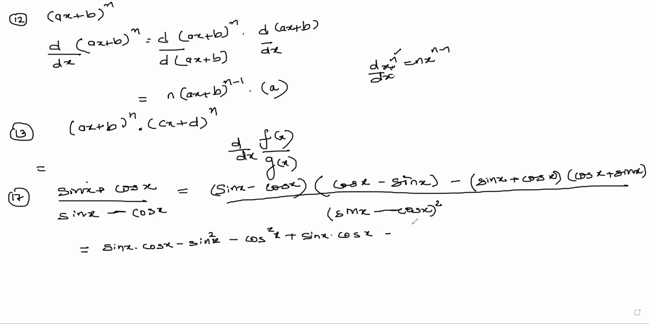Open this bracket. What will this become? We take the whole square, right? a square plus b square plus 2ab.